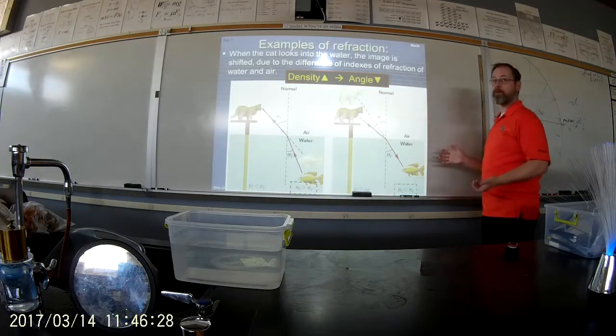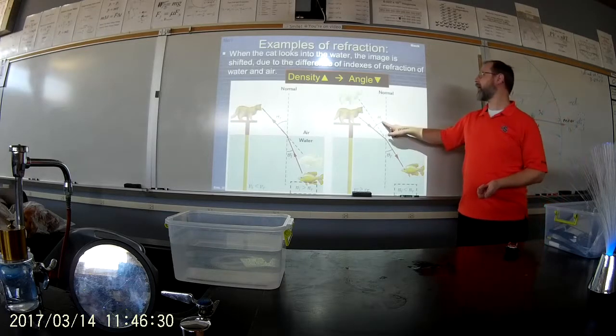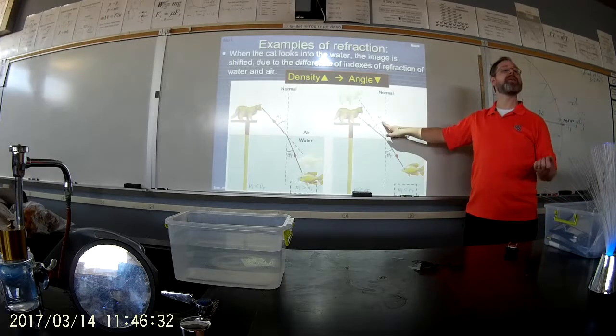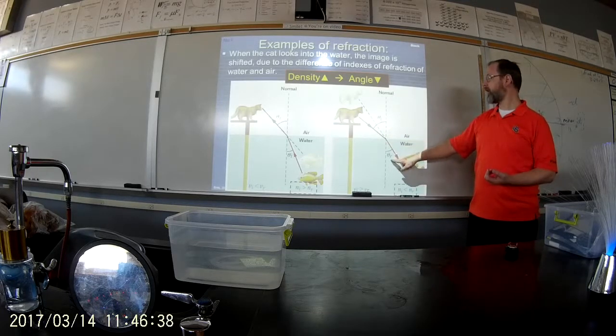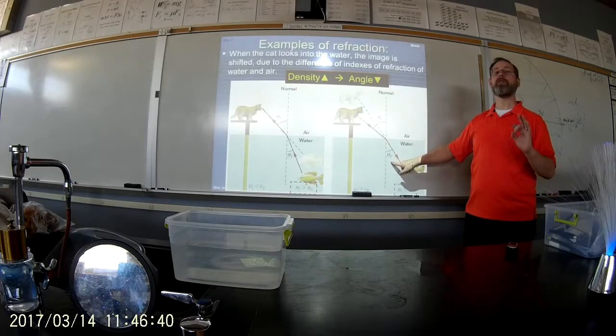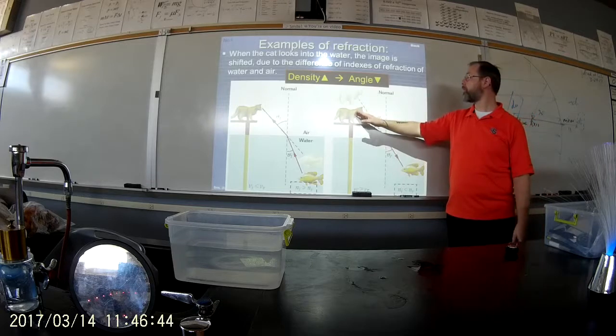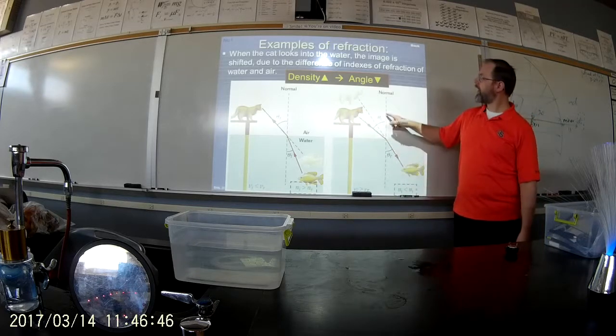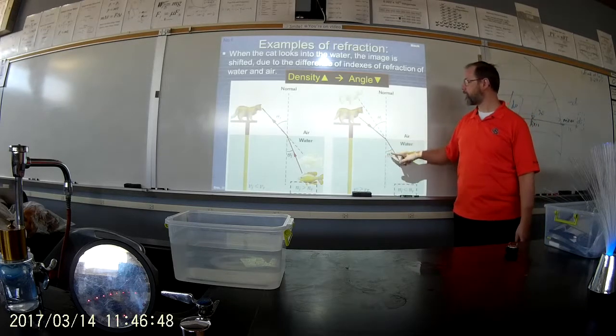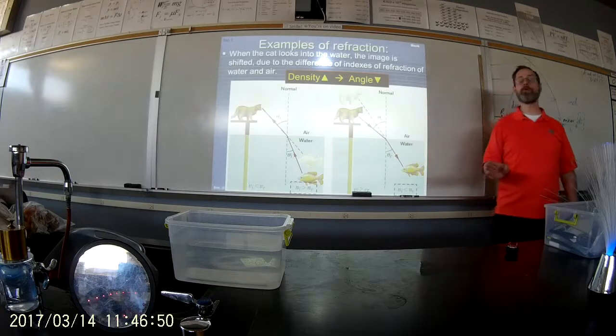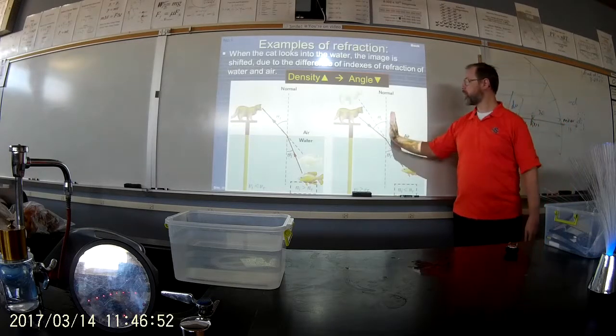Now, a few bits of lingo. Theta I is the angle of incidence. Theta R is the angle of not reflection, but refraction. So light's going from cat to fish, angle of incidence, angle of refraction, still measured to the normal. Here's our boundary, here's our normal.